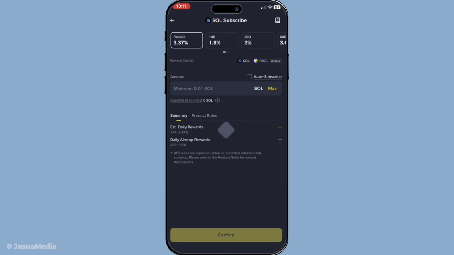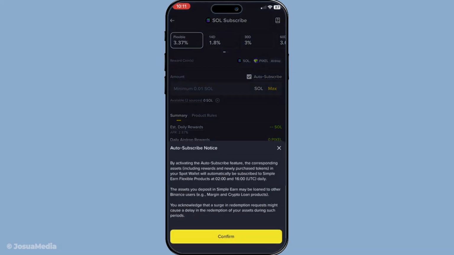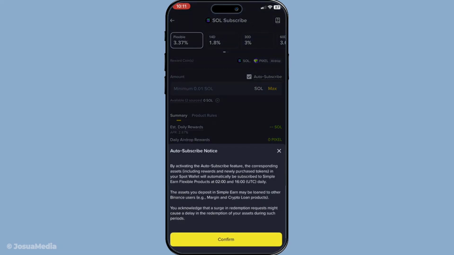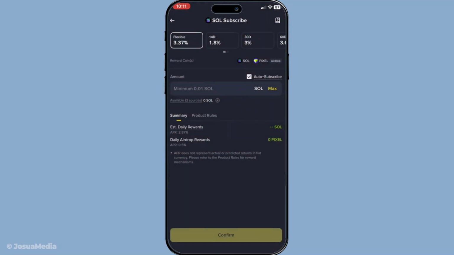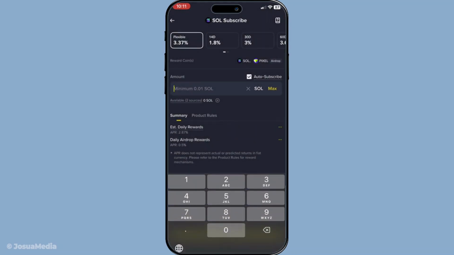Finally, after subscribing, you'll begin to earn daily rewards passively. It truly is as simple as that. Binance does all the heavy lifting, delegating your crypto to appropriate projects, and handling the interest accumulation. All you have to do is watch your earnings grow over time.